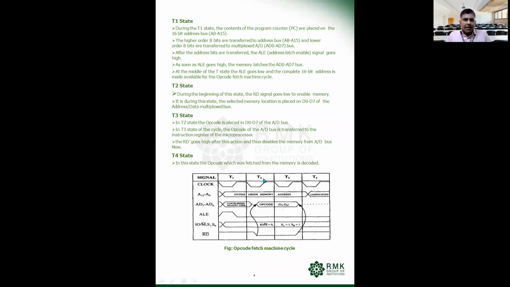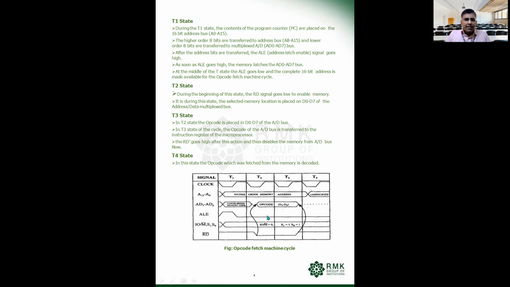And during the T2 state, the read bar signal will go low, which means active low, and address latch enable at the end of T1 state goes low and is not available, which means that the address come data bus will become the data bus now. The higher order address bus is available. So you can see during the T2 clock period, this acts like a data bus.